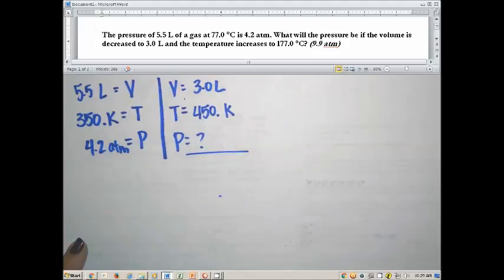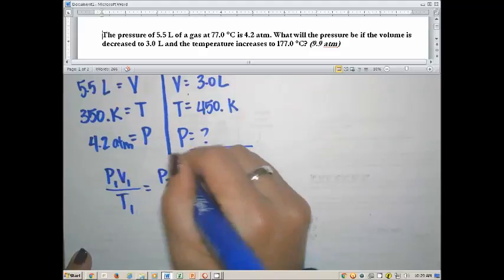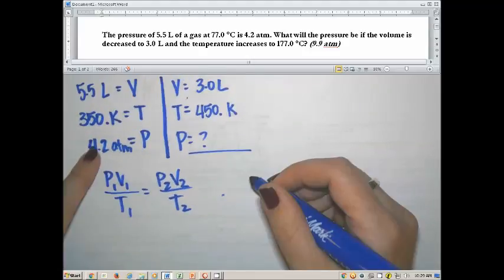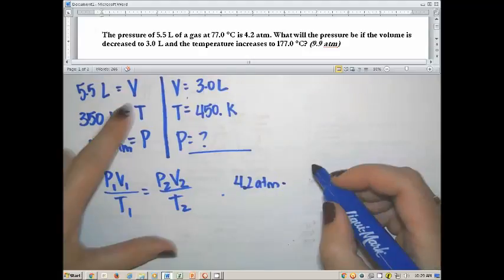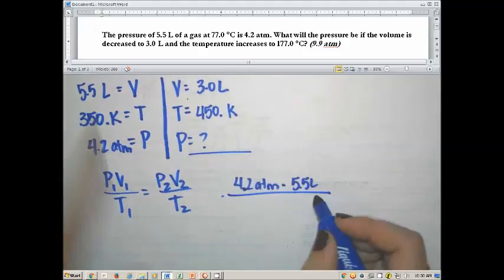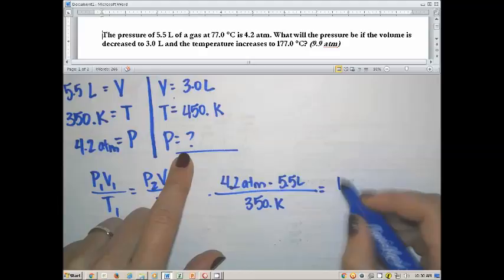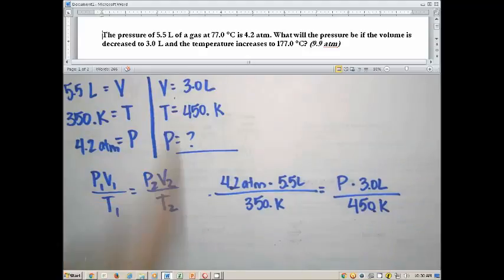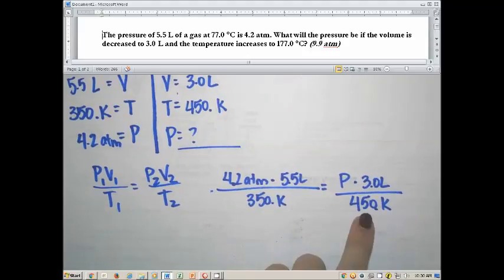So this time, when I put down my equation, I'm going to have to keep all of the pieces of it, and I'm going to have to plug them all in. So this time, I still have to keep everything that's together on one side together in my problem. So I'm going to put in 4.2 atmospheres times my volume, 5.5 liters, over 350 Kelvin. It is equal to some pressure times 3.0 liters over 450 Kelvin. So from here, if you're having trouble with the math, simplify this side, multiply it by 450, and then ultimately divide by 3.